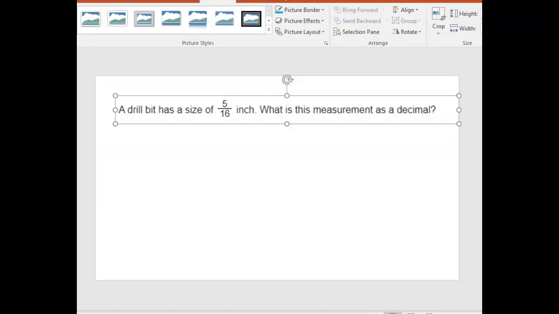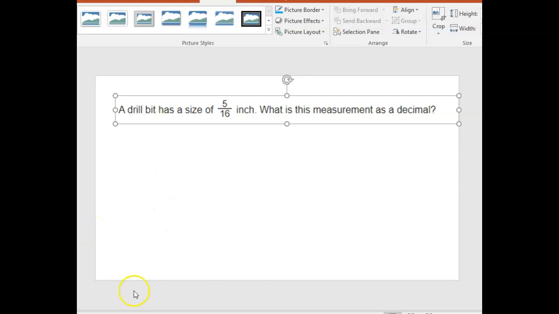All right, now we're going to do a sample problem. We're going to change 5/16. It says a drill bit has a size of 5/16 inch. What is this measure as a decimal? So let's change this to a decimal. Now, we are not going to use our calculators. I know you can use the calculator, and we'll talk about what happens if we put this in the calculator, but let's try this using long division.